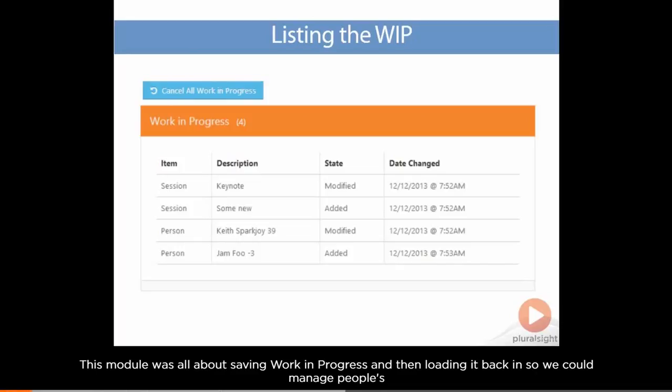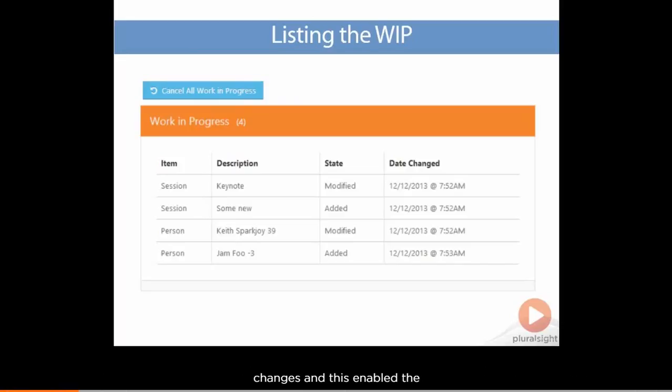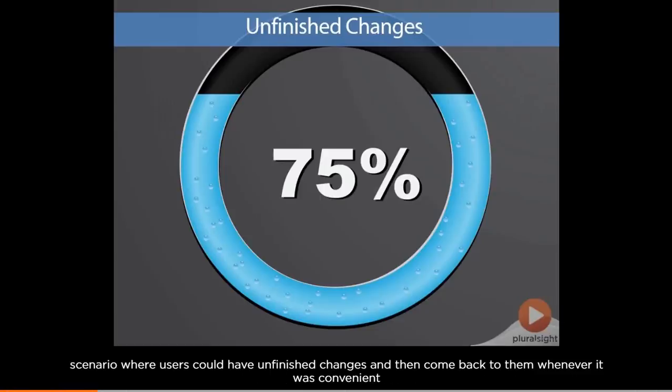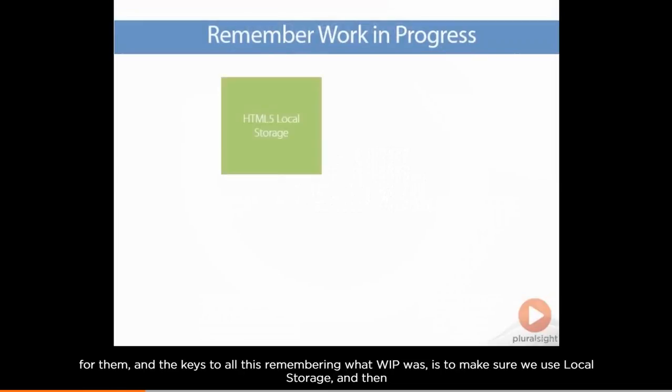This module was all about saving work in progress and then loading it back in so we could manage people's changes. And this enabled the scenario where users could have unfinished changes and then come back to them whenever it was convenient for them. And the key to all this, remembering what WIP was, is to make sure we use local storage, and then we handled the Breeze import and export entities just like we did with saving all the local storage in the previous module.